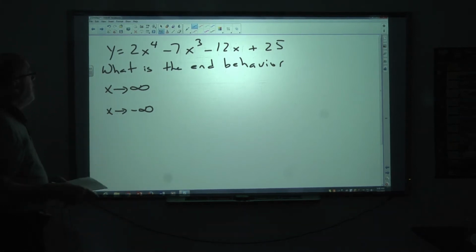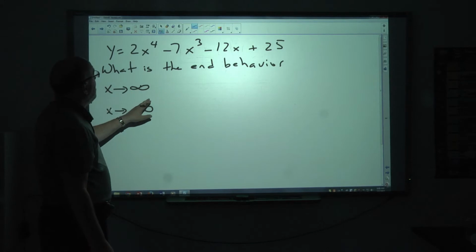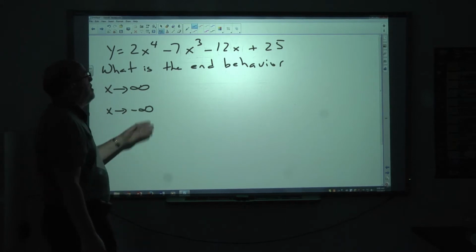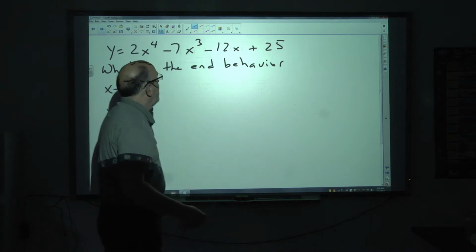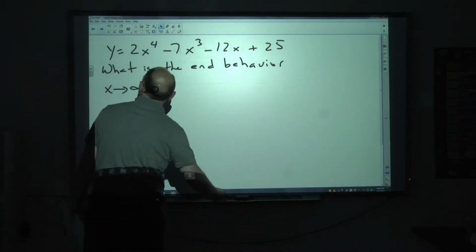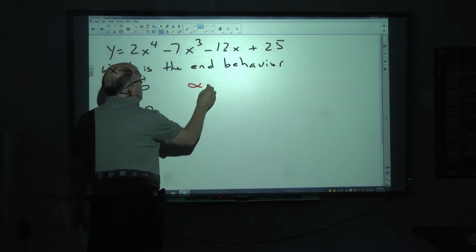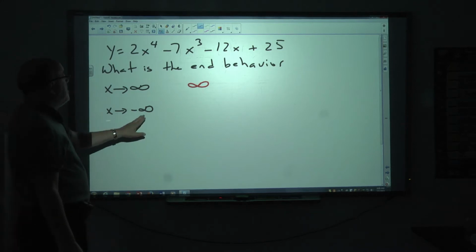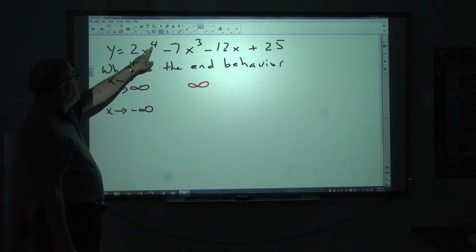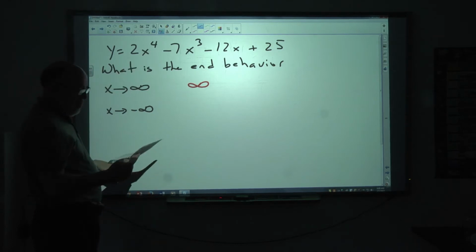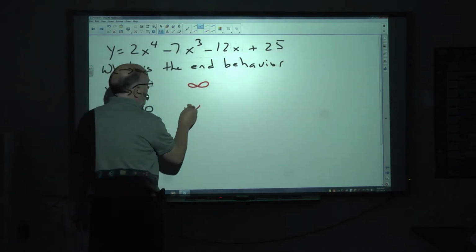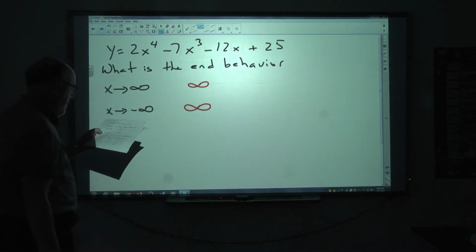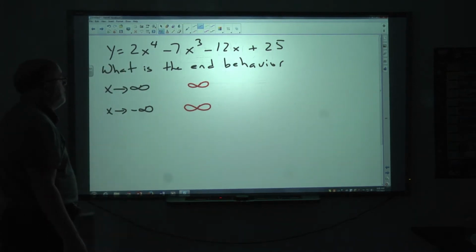Now, first off, x is getting really, really large. So as x gets large, think about a really large number, these other terms really have no impact. And so as x goes to infinity, my equation goes to infinity. And when x goes to negative infinity, if you take a negative number and raise it to an even power, you end up with a positive number, and so this is also going to infinity. So we go toward infinity both ways.